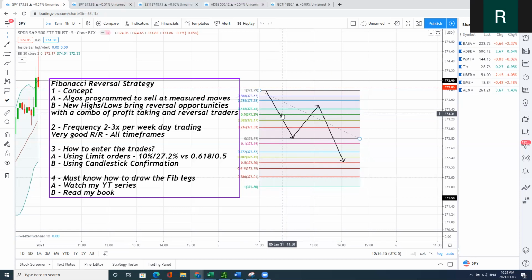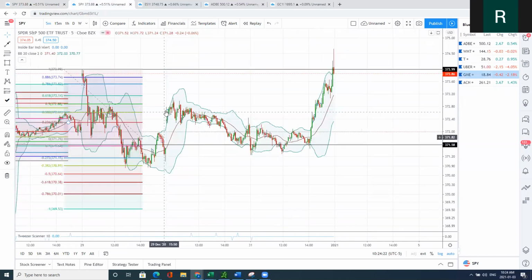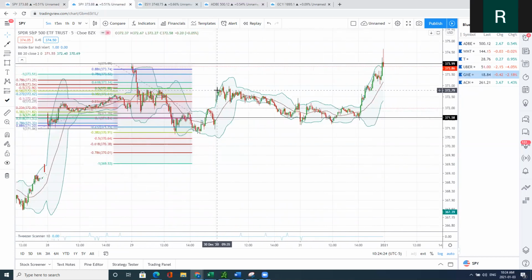Okay, so let's get into all the examples, and then let's look at the risk to reward and the potential. I'm going to start off looking at SPY, on a 5-minute chart for day trading, and then we're going to look at the hourly, and some other stocks and other instruments.